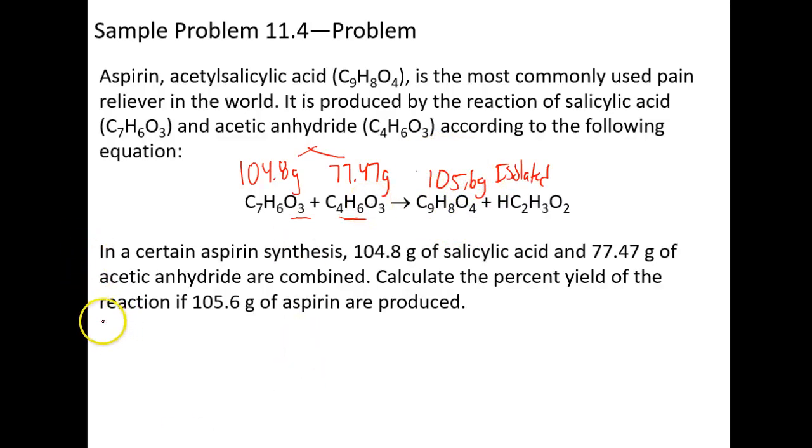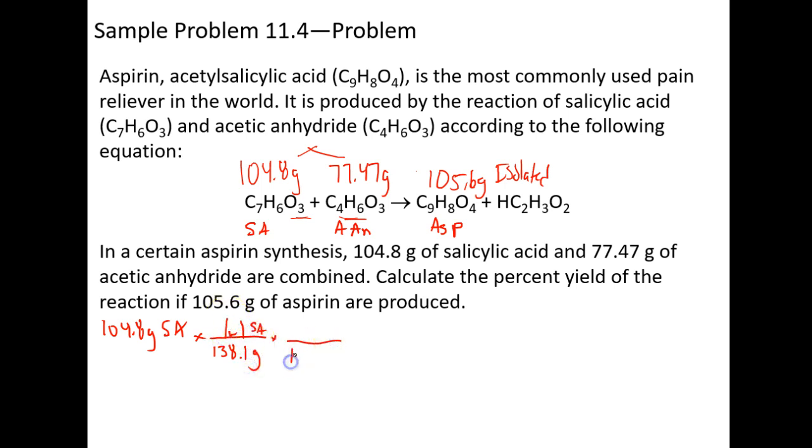So I have 104.8 grams of my salicylic acid. This is salicylic acid, this is acetic anhydride, and this is my aspirin. I'll just call it ASP, I'll use these as abbreviations so I don't have to write so much down here. So 104.8 grams of my salicylic acid, using the molecular weight of salicylic acid, which looks like 138 grams, is to 1 mole of my salicylic acid.